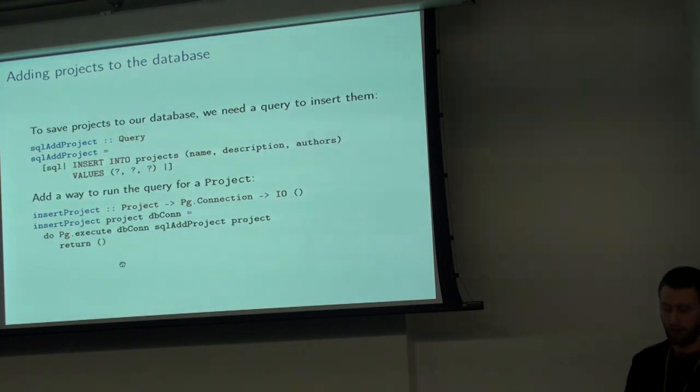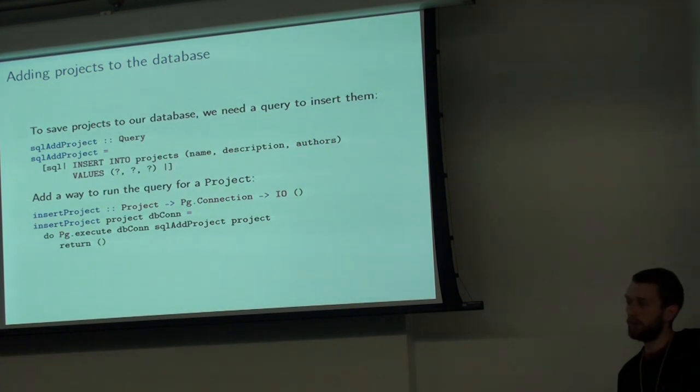I should have mentioned that to actually pass in this project, you have to indicate to Postgres how it needs to basically unpack that project data type to work out which columns get which data. And there's a type class there called toRow, which complements fromRow. And when I switch back over to the terminal, I'll show you the definition of that.